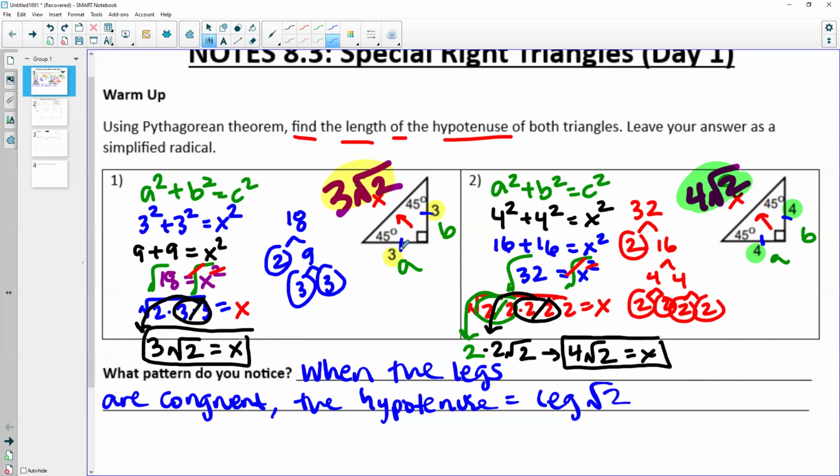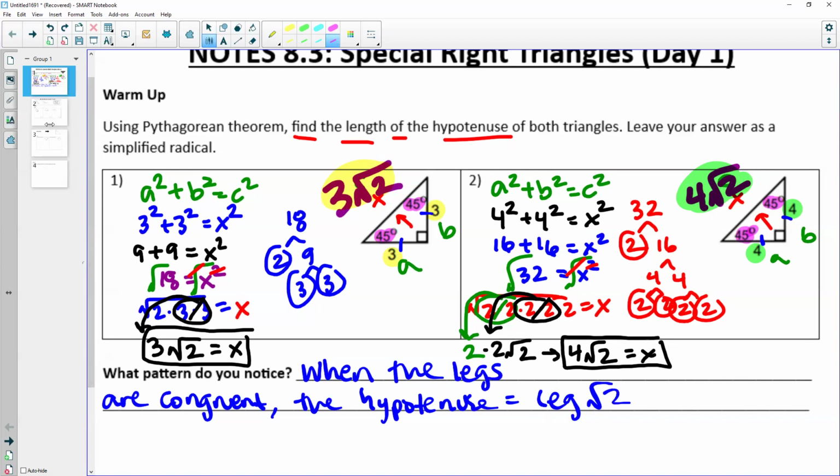And you'll notice that this happens whenever the legs are congruent. And the only instances where the legs are going to be congruent in a right triangle is whenever we have the angle measures of 45 degrees on both of these angles. Same thing is happening over here. So 45 degrees and 45 degrees. When you have a right triangle that has a 45, 45, 90, what you'll start to realize is the hypotenuse is going to be the leg length multiplied by the square root of 2. And so this is kind of the whole basis behind our notes for today.